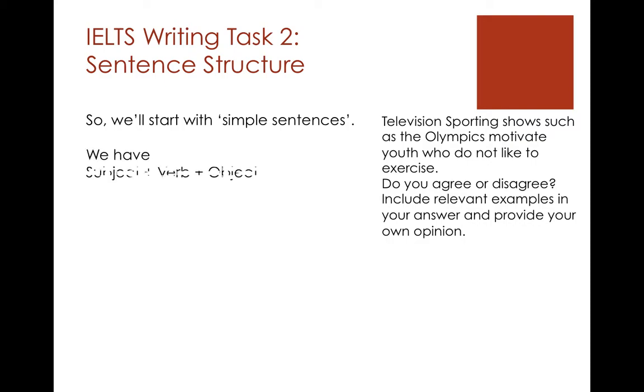Okay, so we'll start with simple sentences. We have subject with verb and object. Here's our question we have from the other video. Television sporting shows such as the Olympics motivate youth who do not like to do exercise. So young people love sports heroes. Subject, verb, object. Really super clear. That gets us warmed up in writing, and it has one clear idea, just one.